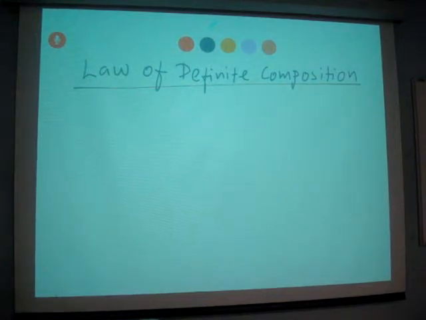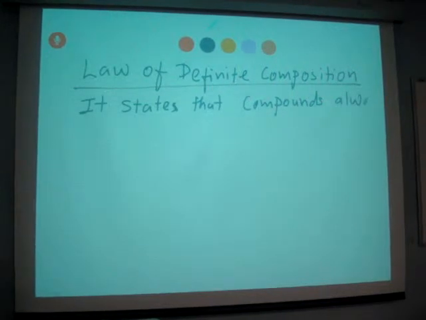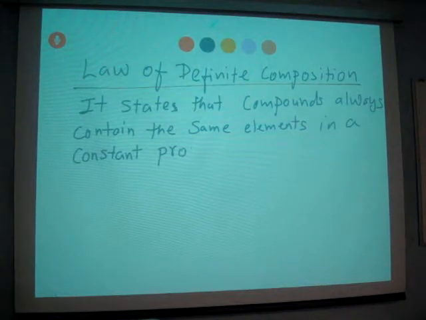So what is this law about? It states that compounds always contain the same elements in a constant proportion by mass.